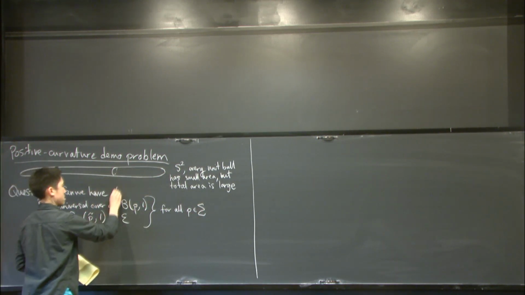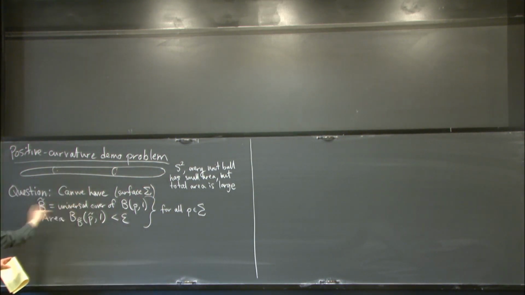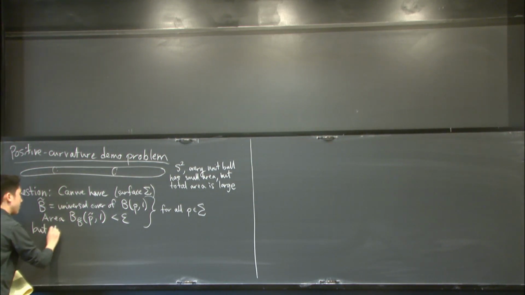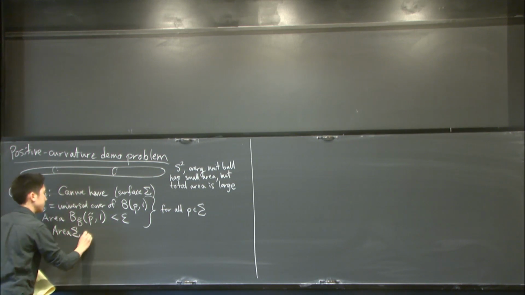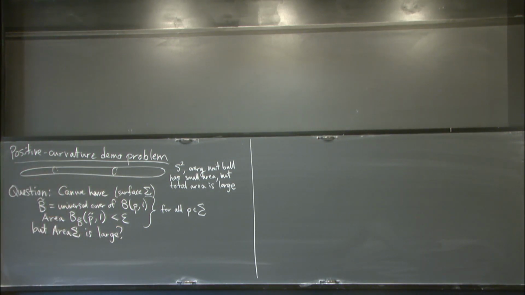My surface is going to be called sigma. So can we have this condition on balls, but the area of sigma is large? So the answer to this turned out to be no, that this was the modification that we need on the hypothesis in order to get a theorem that looks like this one. So I wanted to give part of the proof of this statement for various reasons, to give some flavor with something very concrete, and then also because it brings up some other questions that I wanted to talk about.